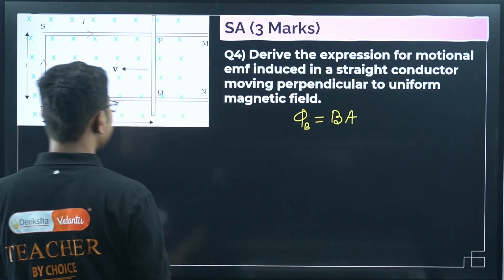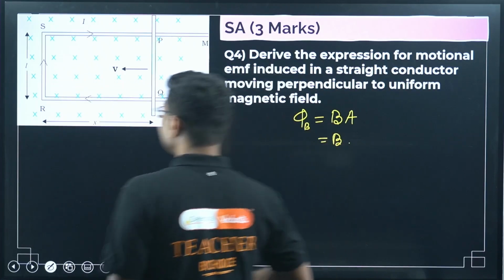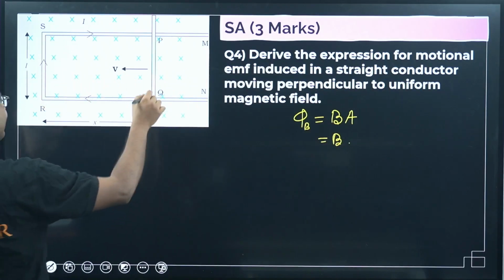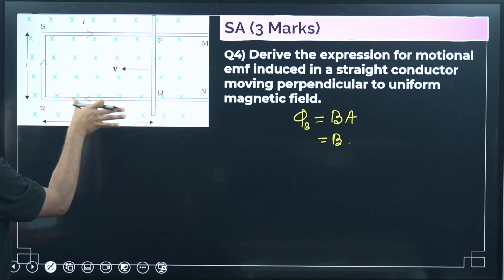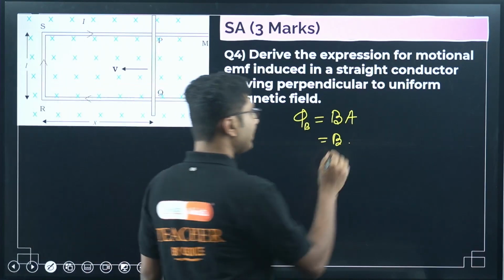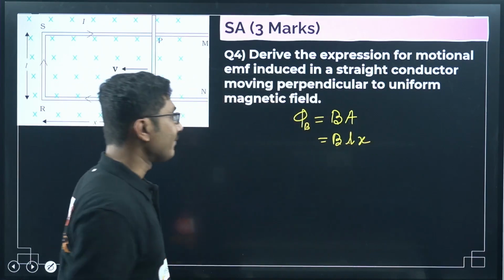Now, what is magnetic field B? Magnetic field B is given, and what is area? This is a rectangle, right? Rectangle means area will be length into breadth. Length is L, breadth is X. So, area will be L times X. So, this is the magnetic flux.